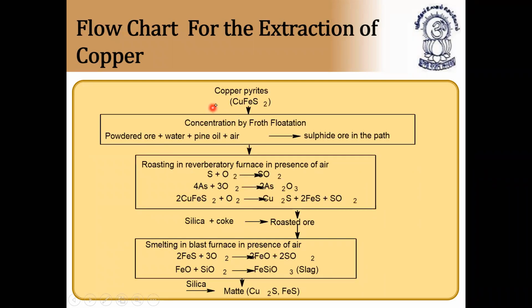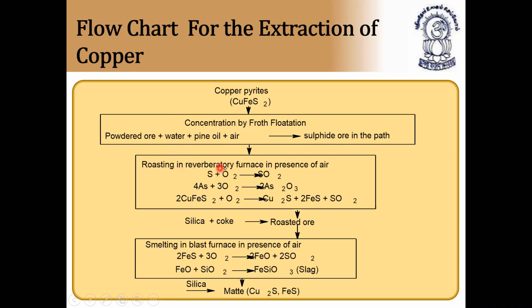Copper pyrites: the concentration by froth flotation. First we are doing concentration, that is concentration by froth flotation method. So powdered ore plus water plus pine oil plus air gives rise to sulfide ore in the froth. So this is called copper pyrites, concentration by froth flotation.